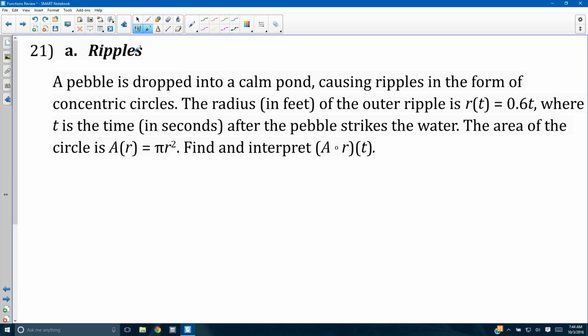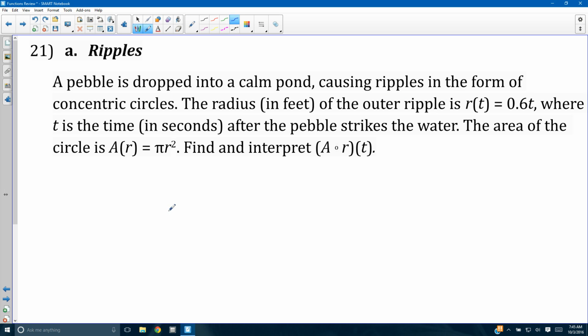Okay, 21, A and B. They're both word problems here. A pebble is dropped into a calm pond, causing ripples in the form of concentric circles. The radius in feet of the outer ripple is r of t equals 0.6t, where t is the time in seconds after the pebble strikes the water. The area of the circle is A of r equals pi r squared. Find and interpret A of r of t.